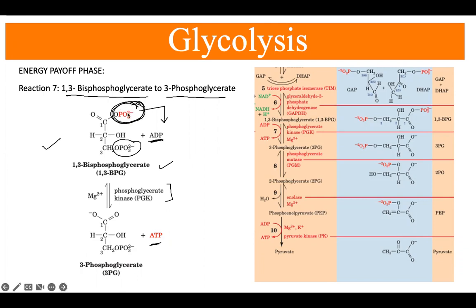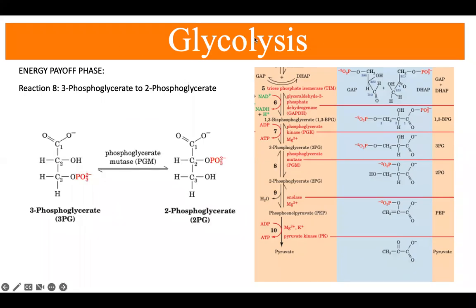Now one phosphate molecule has been removed from position number 1 and incorporated into the ADP molecule to convert it into triphosphate. So you see why we are calling it the energy payoff phase, because ATP is also being formed now. You see that energy is being released in this phase. Okay, so this was reaction number 7. And this reaction is also an example of substrate level phosphorylation.